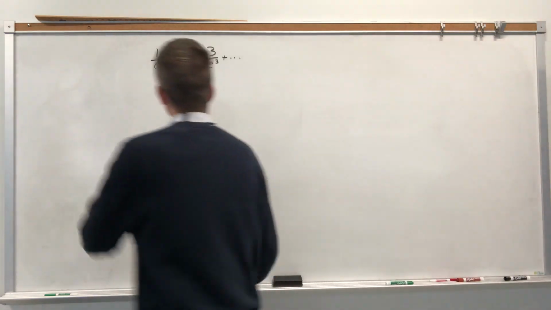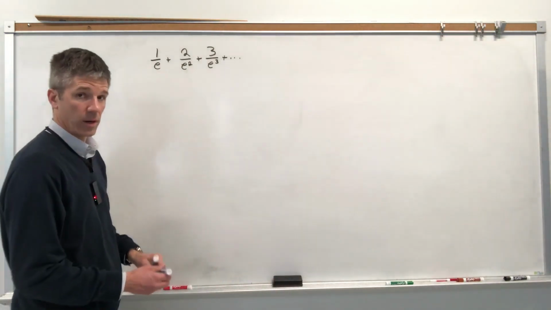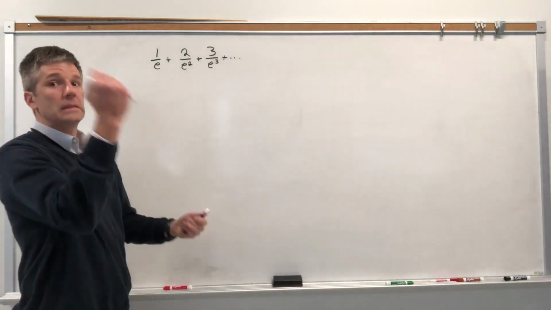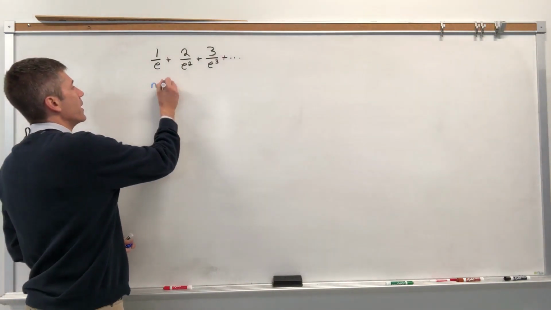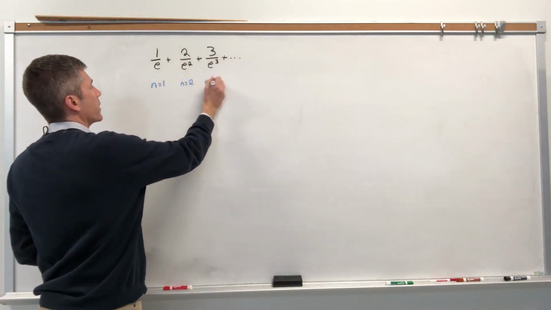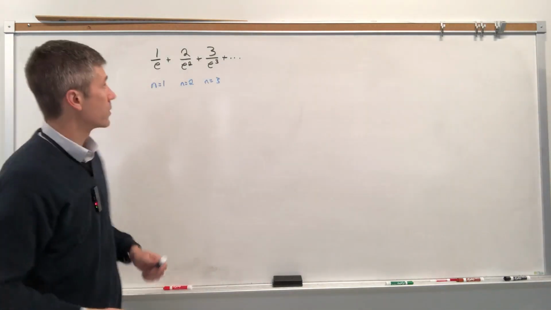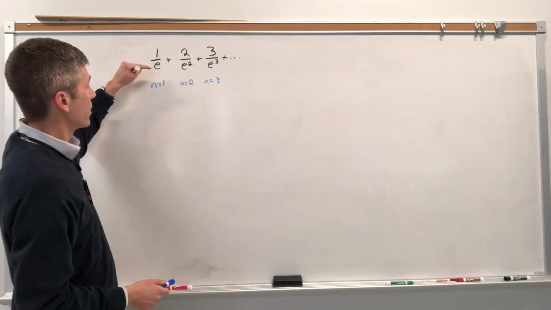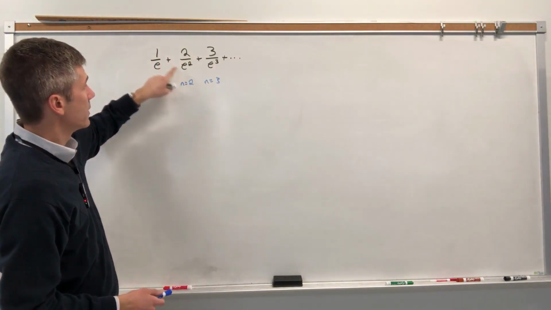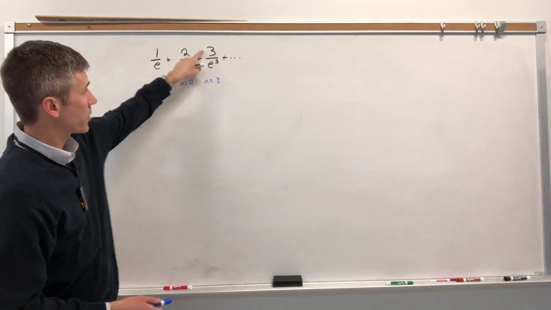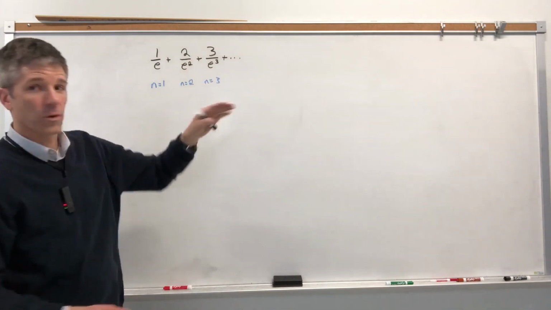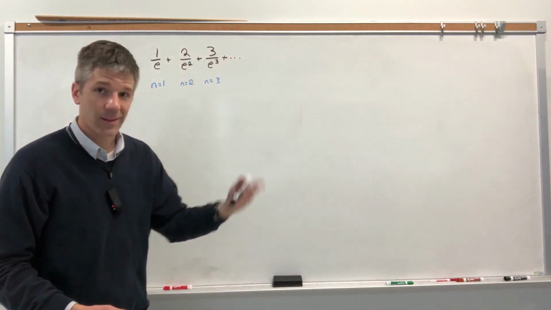So knowing that this is the first term, this is where n equals 1, and this is where n equals 2, and this is where n equals 3. Then if I wanted the nth term, I would be dealing with n over e to the n. Got it.